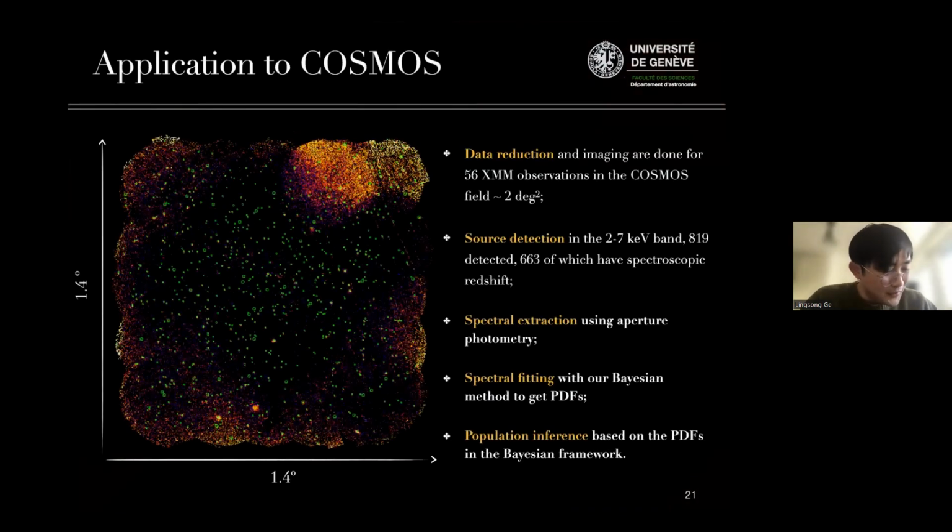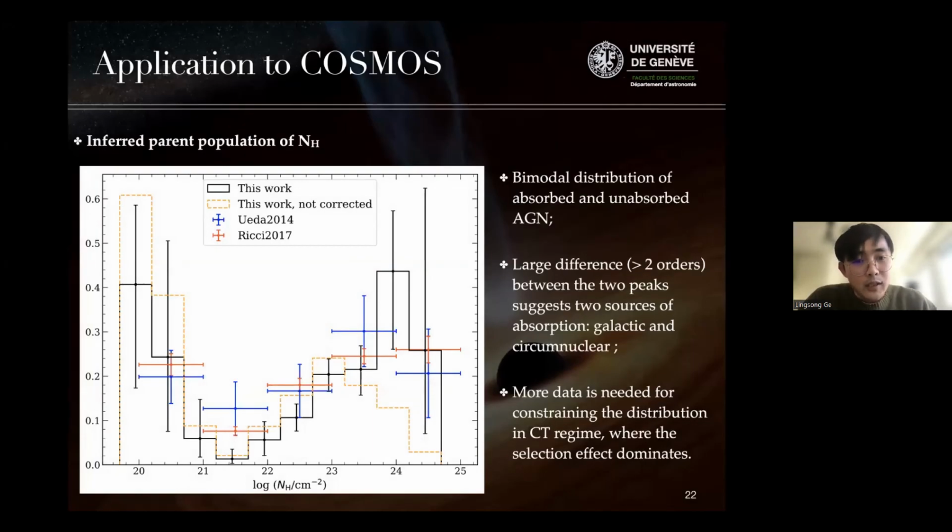So maybe I don't have time to go into the results of XMM-COSMOS, so just very briefly, we found 119 sources in the XMM-COSMOS survey, most of which have spectroscopic redshift, and others have very high quality photometric redshift. And we went through all the spectral fitting and population inference method steps and ended up with results like this. So here is the reconstructed NH distribution for this data sample.